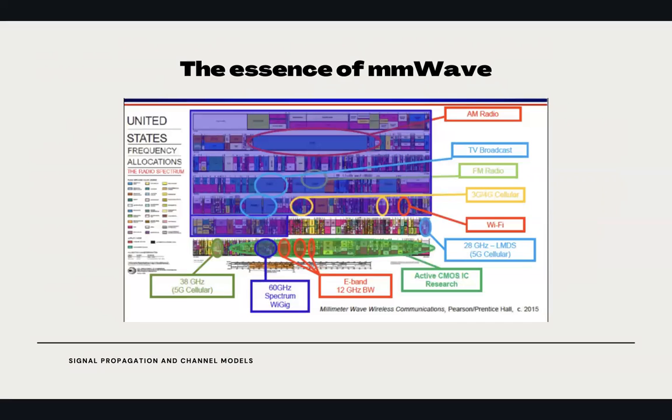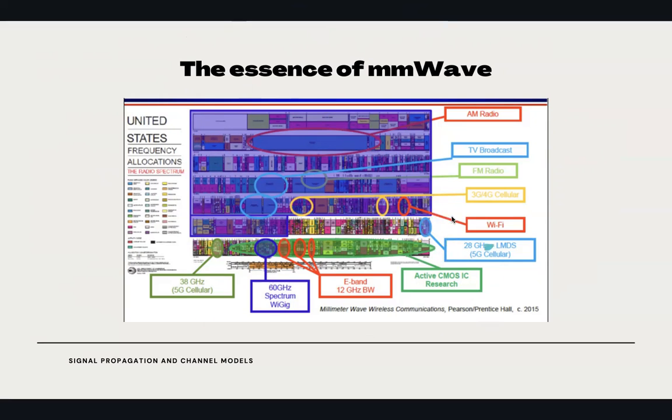Okay, so what's the big deal in mmWave? mmWave is located in a high spectrum bandwidth range. And as you can see here in the image, it starts from the top left, which is the lowest frequency spectrum, to the highest frequency spectrum in the bottom right.